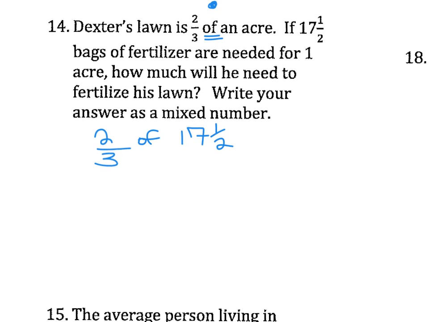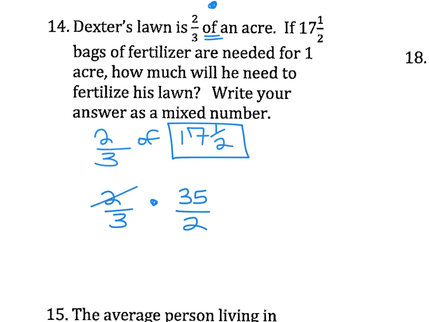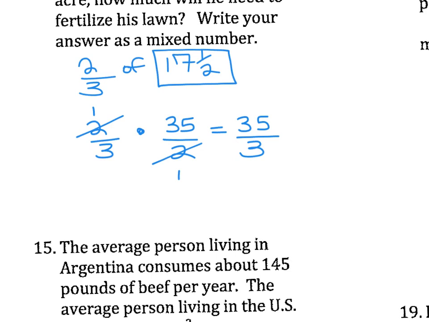So of means multiply, so we're going to have 2/3 times 35 over 2. 17.5 is 35 over 2 as an improper fraction. 2 divided by 2 is 1. So I end up with 35 over 3. Now at this point, this is an improper fraction, so we need to change this into a mixed number.